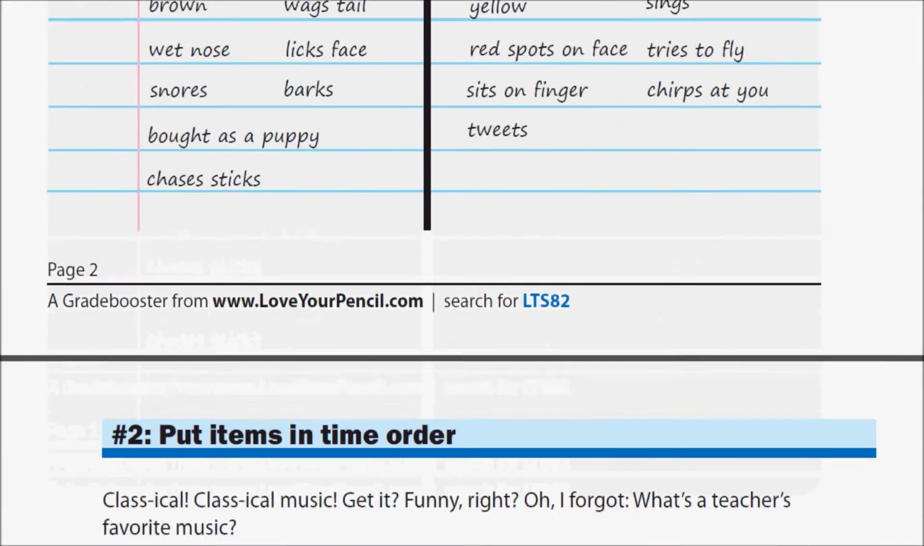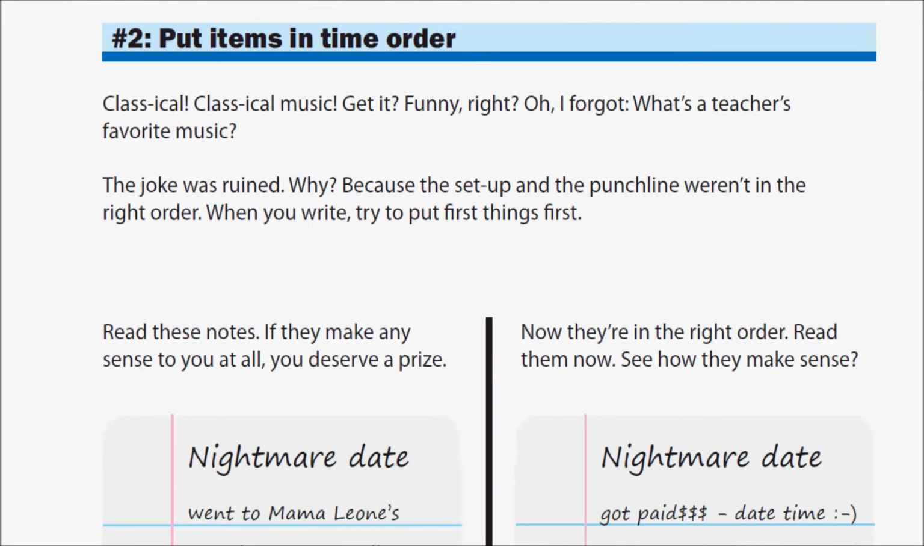Okay, so once you've grouped things logically, now, and this is optional, is to put items in time order. So here's a joke. Classical music, get it? It's funny, right? Classical. Oh, I forgot. What's a teacher's favorite music? The joke was ruined. Why? Because the setup and the punchline weren't in the right order. Things are in order for a reason. Our brain likes to read things in order. Like I said earlier, the first things first, last things last. So if it makes sense, put items in time order.